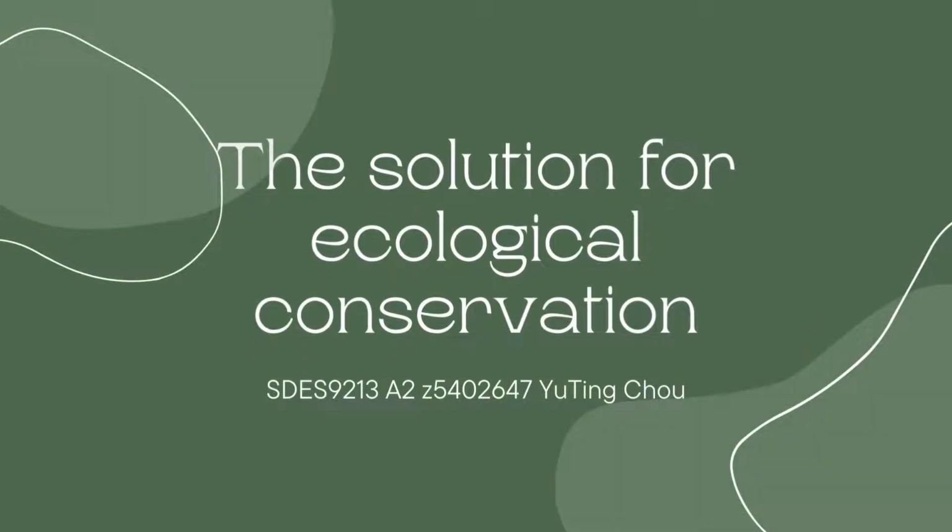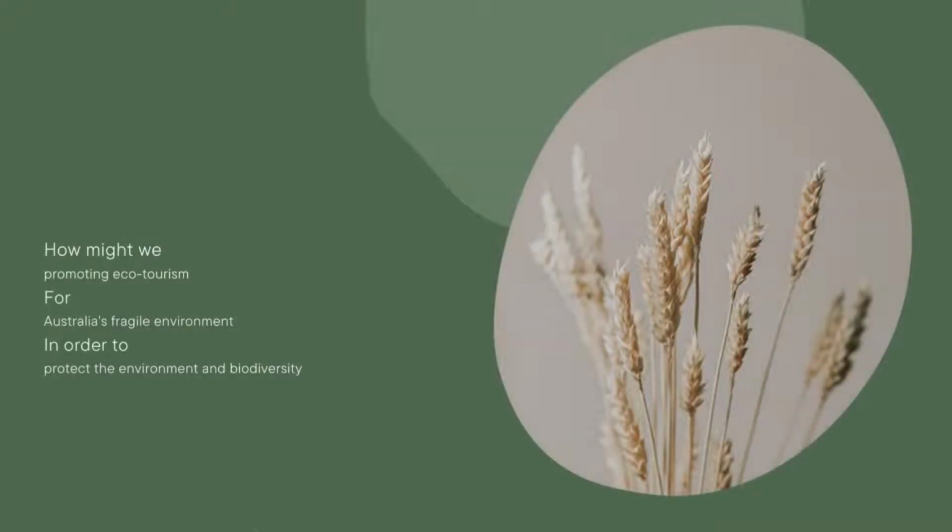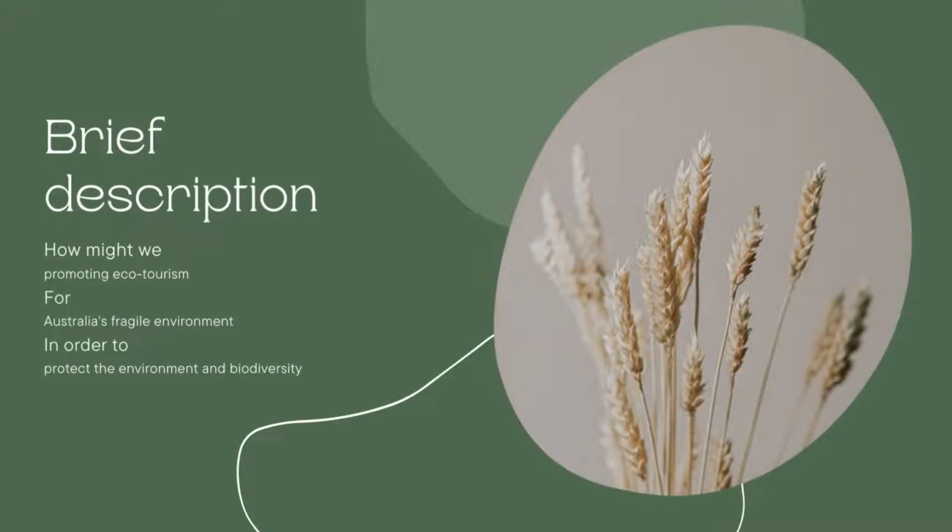Today I'm going to present my assessment to report the solution for ecological conservation. This is my index page. My staging is 15, life on land. This is my brief description. How may we promote ecotourism for Australia's fragile environment in order to protect the environment and biodiversity?